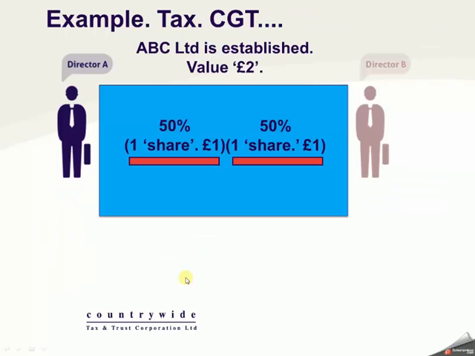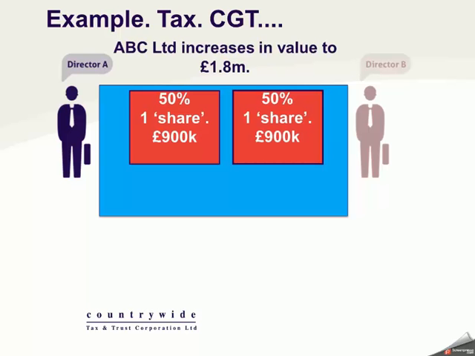Right, let's put some numbers on this. We're going to look at the capital gains tax issue here first. Again, Director A and B, their business, they've established it at outset. They have a share each, and each share is £1, and again we've got 50-50. Let's say over time business does really well and the value of the business has now gone up to 1.8 million. So as you can see, their respective shares are now £900,000 each.